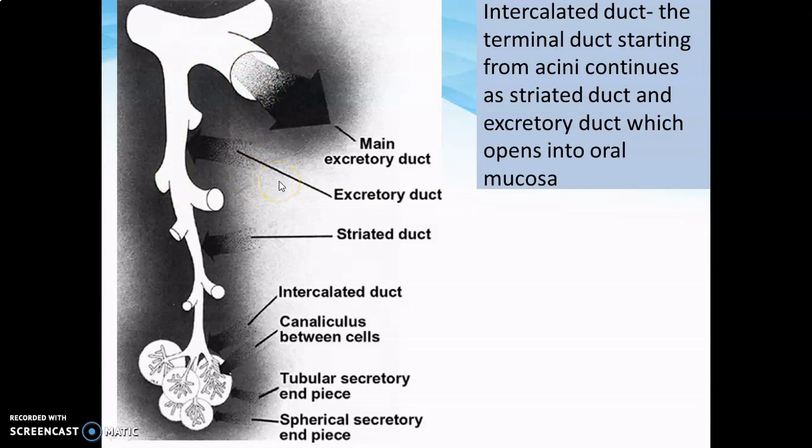Each major salivary gland displays differences in length of different types of ducts. There are 3 different ducts differing in their diameter, type of epithelial lining and in their function of modification of saliva. The first duct starting from the acini is known as the intercalated duct, which is continuous with the other 2 ducts, that is the striated duct and then the excretory duct which opens into the oral cavity.